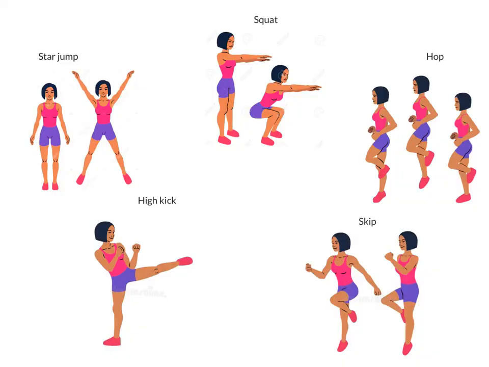So before I explain what we're doing with the table, we're going to have a look at what the different movements are so we know. So the first one's the star jump. A star jump is where you stand with your legs and feet together and you jump up into the air and make a star shape with your body.